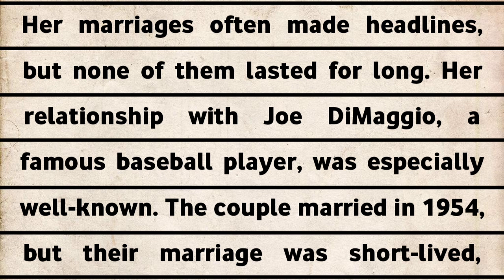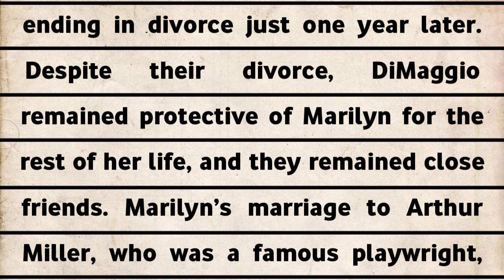Her relationship with Joe DiMaggio, a famous baseball player, was especially well known. The couple married in 1954, but their marriage was short-lived, ending in divorce just 1 year later. Despite their divorce, DiMaggio remained protective of Marilyn for the rest of her life, and they remained close friends.